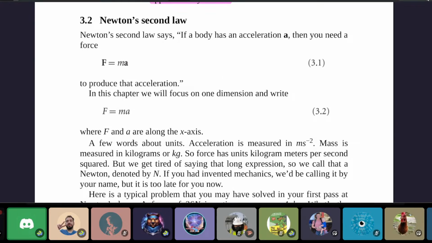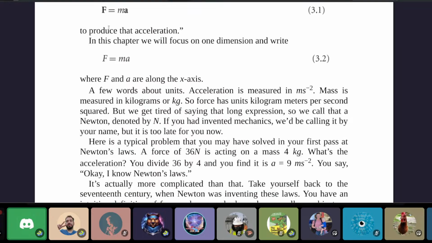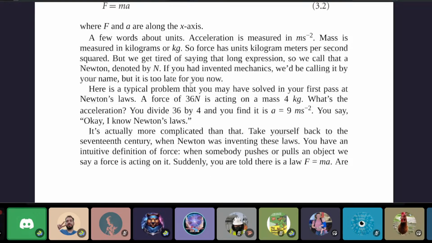Newton's second law, 3.2. Newton's second law says if a body has an acceleration a, and again, vector, then you need a force, vector F equals ma, to produce that acceleration. In this chapter, we will focus on one dimension and write F equals ma, where F and a are along the x-axis.